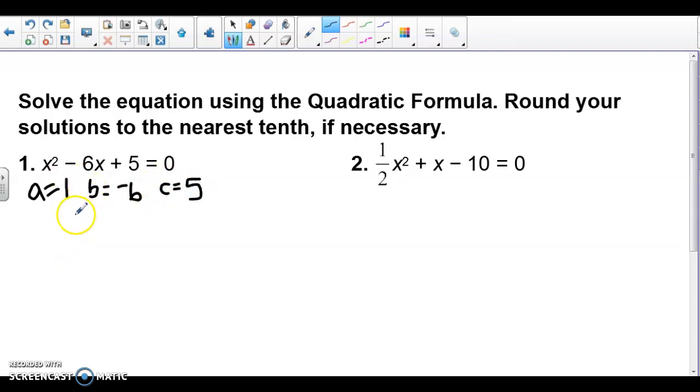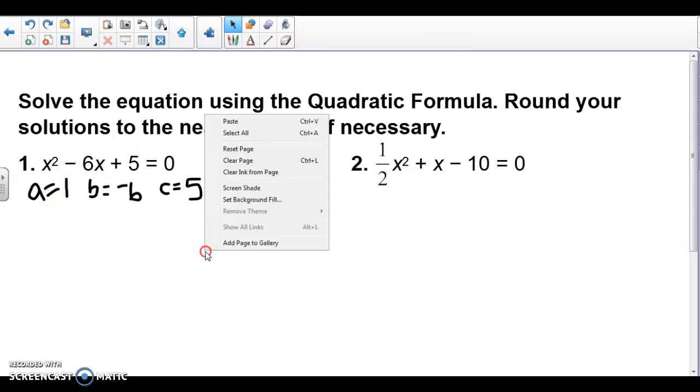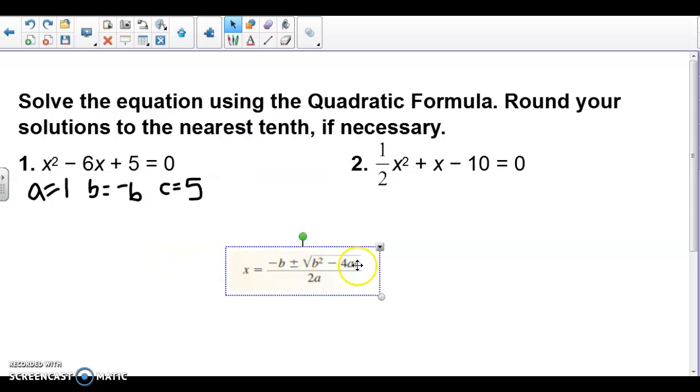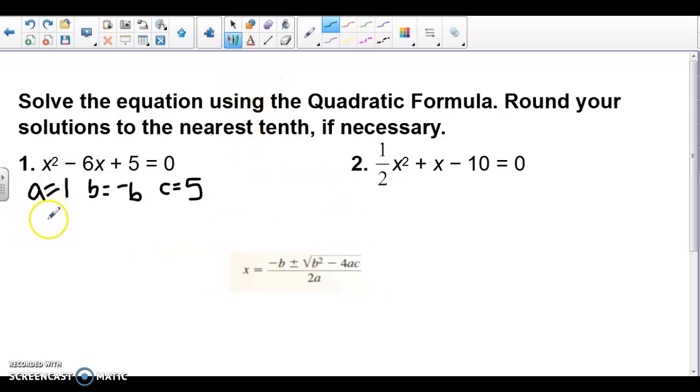Alright, and then we're going to just plug them in. So again, quadratic formula, if you want it to be brought up, put it right there. We got the opposite of b, plus or minus the square root of b squared minus 4ac over 2a. And I know you're thinking you're never going to memorize that, but it'll happen. It really will.